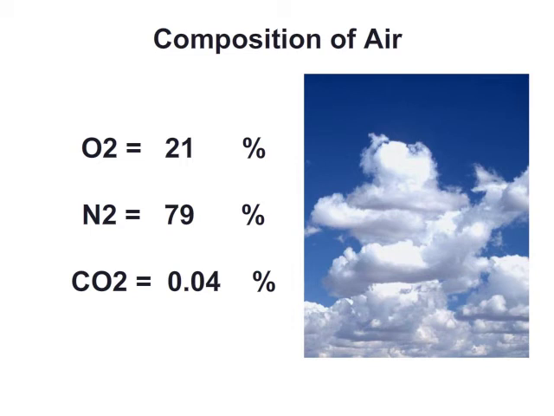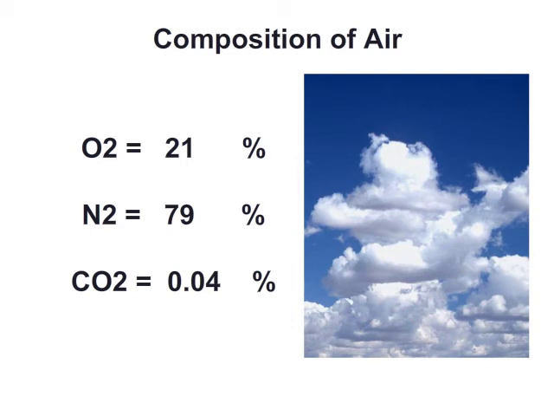The other gas that makes up air is nitrogen. Nitrogen makes up around 78.6% of air, and we'll just call that 79%. So oxygen and nitrogen together make up the majority of air. And CO2, on the other hand, carbon dioxide, only makes up a fraction of 1%. That is, 0.04% of air is made up of carbon dioxide.